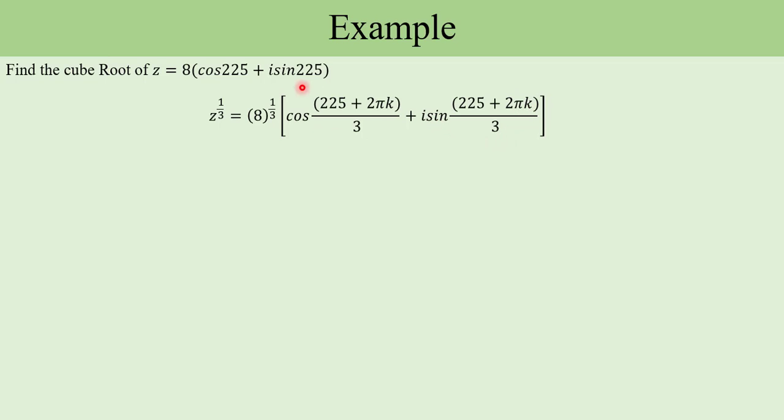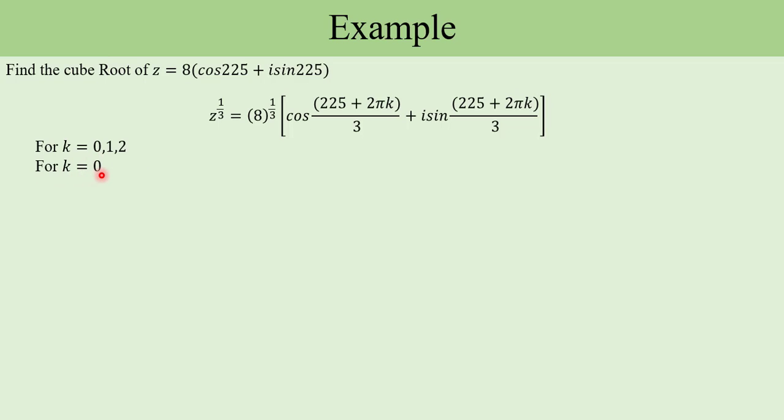Now the task here is to substitute the values of k, but since it is a cube root, the values of k will be 0, 1, 2, because we said we stop at q minus 1, whereby q will be 3, so it will be 3 minus 1, which gives us 2. Now let's look at these roots for different cases.